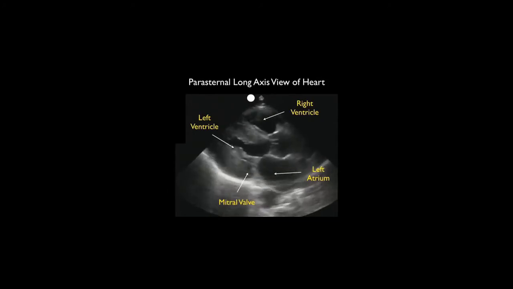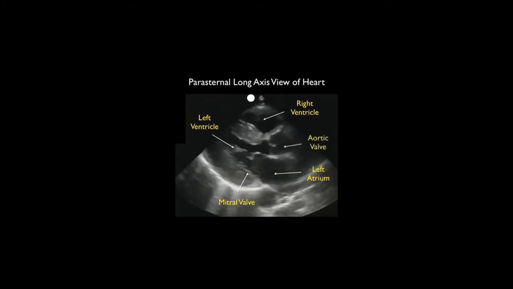Now just above the left atrium and to the right of the left ventricle, we see the aortic valve. And notice there, just to the right of the aortic valve, a little bit of the diamond-shaped aortic root. This will be our left ventricular outflow tract.